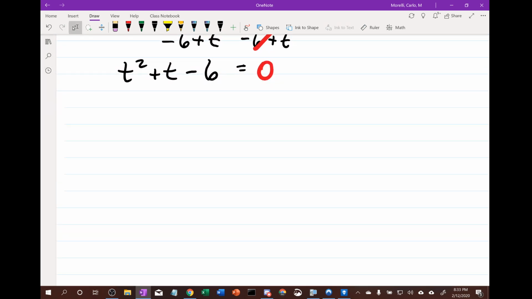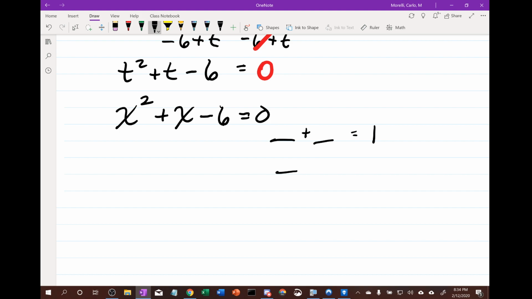Now, if I forget the t's, let's write it with x's. This is x squared plus x minus 6 equals 0. So this kind of looks like something we might be able to factor. I need two numbers that add to equal 1 and multiply to equal 6. Can you think of them?